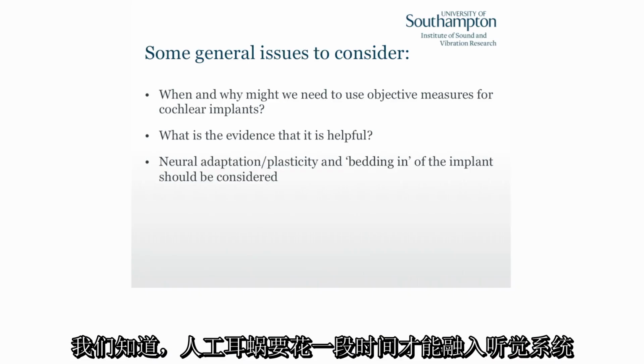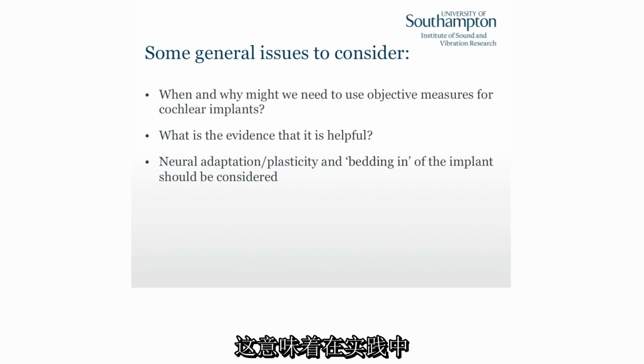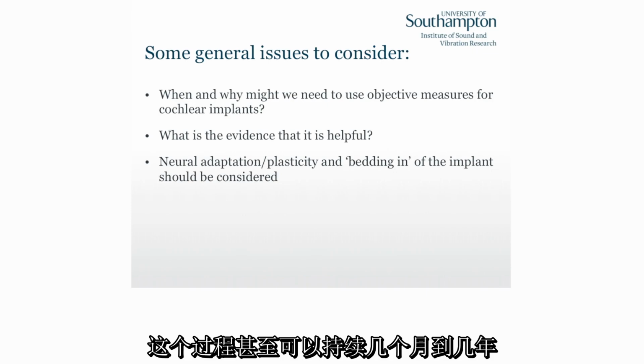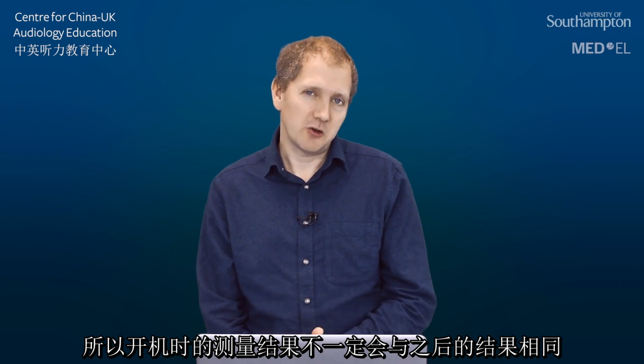And a third thing to bear in mind during the talk as a whole is the issue of neural adaptation or plasticity. So one thing we know happens with cochlear implants is it takes a time for the implant to bed in to the auditory system. So for example, the impedance of the implant changes over time. What that means in practice is the thresholds we would measure through an implant will be different at initial switch on compared to a few weeks later, or even that process carries on. So even over a few months to a few years, there will be changes in function. So the measures that we get at switch on won't necessarily be the same as what we'll get later on.